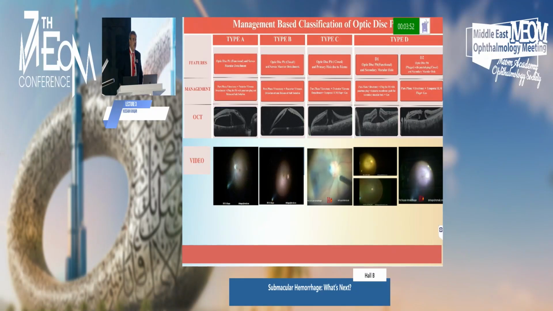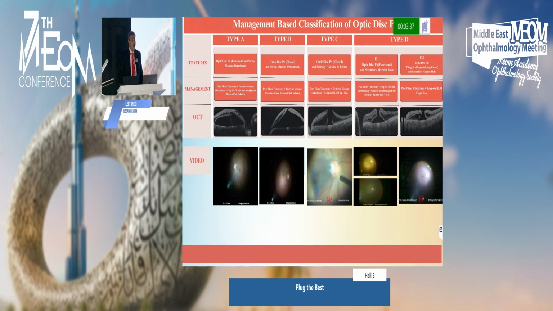How many of you know how many types of optic disc pit exist in the human race? Anyone? Think about it until we reach the end. So, by our classification, there are 4 types of optic disc pit.